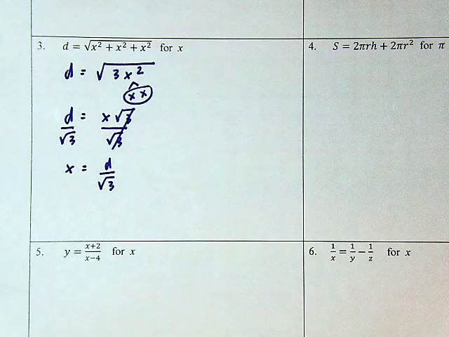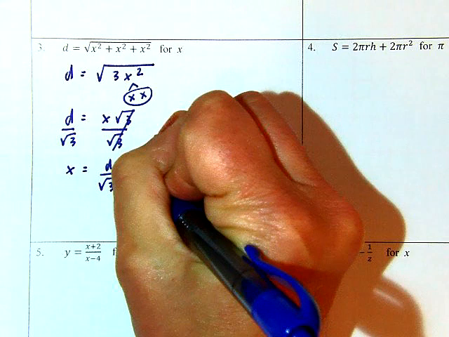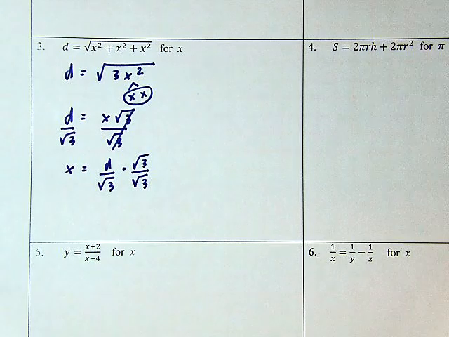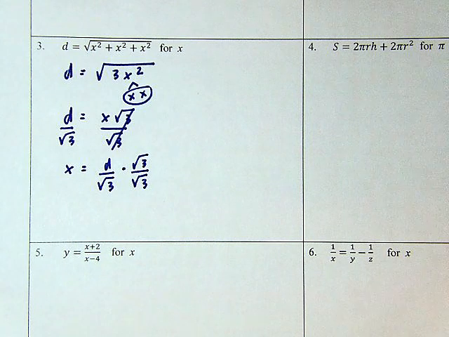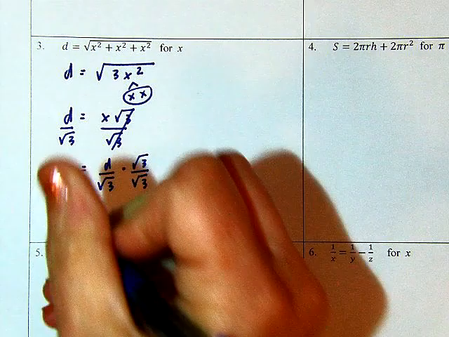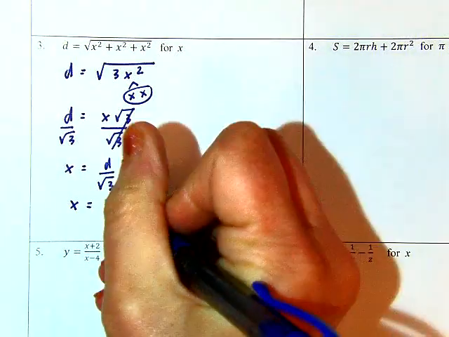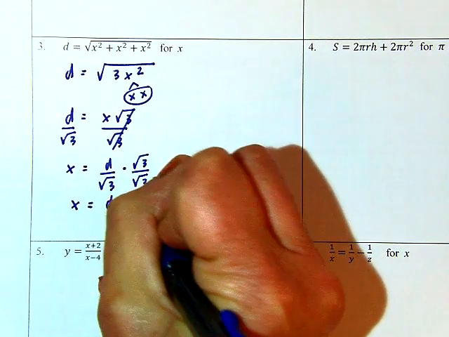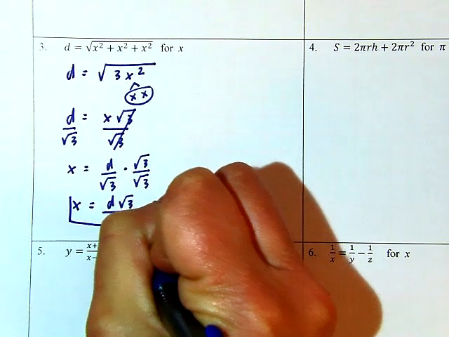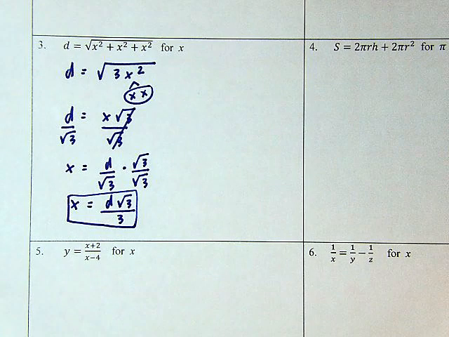But we know that we don't like having a root in the bottom, so we rationalize by multiplying by root 3 over root 3. Anything over itself is really just 1, so I'm still preserving the ratio. I'm writing it in an equivalent format, and I'm going to end up with x, the side of a cube, equal to the diagonal times the square root of 3 divided by 3. Okay, next problem.